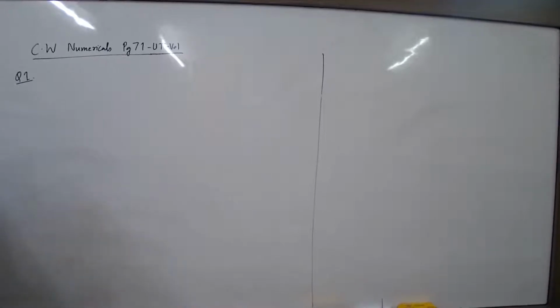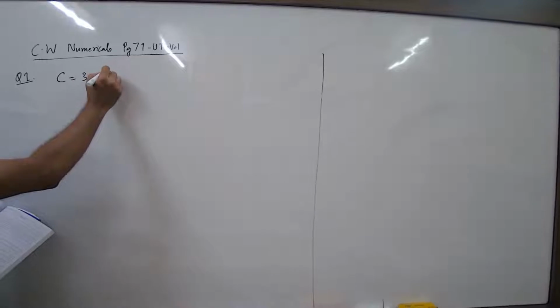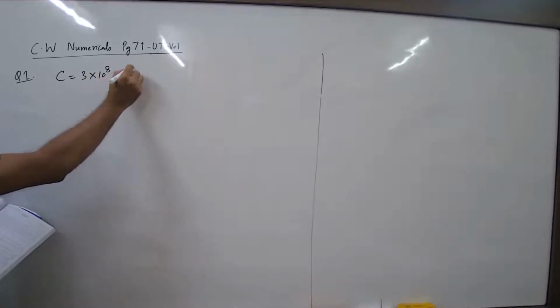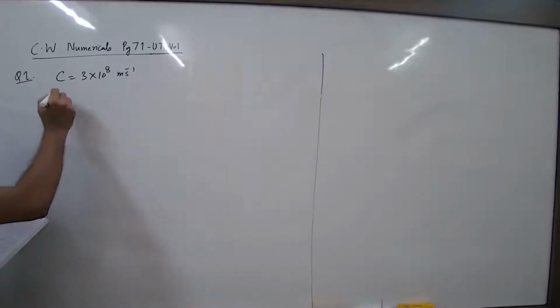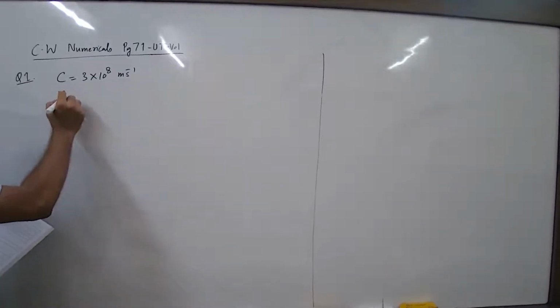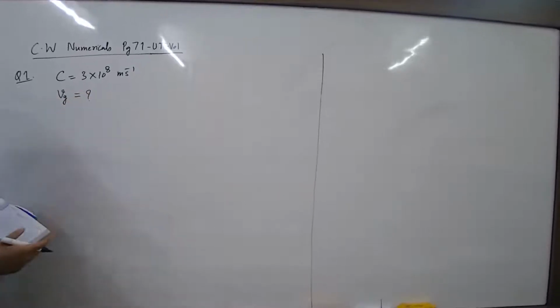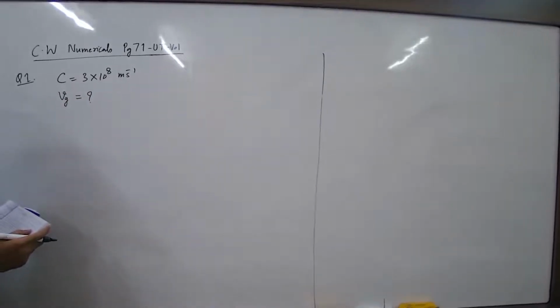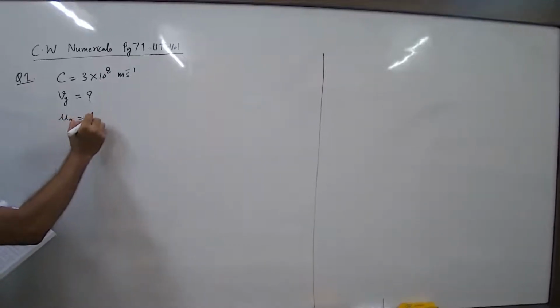So the speed of light in air is given as 3 into 10 raised to 8 meter per second. Calculate the speed of light in glass. So what is speed of light in glass? Is equal to what? The refractive index of glass is 1.5. Given refractive index of glass is equal to 1.5.